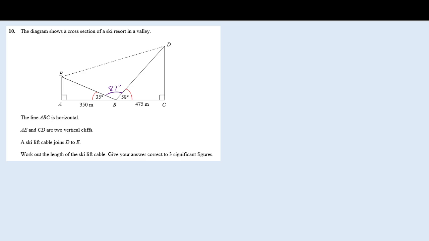I haven't even looked at what the rest of the question is asking me. I'm just looking to see what I can fill in. This angle up here, I know is going to be 180, take 58, take 90, which is 32. And I know that this angle over here is going to be 180, take 35, take 90, which is 55.